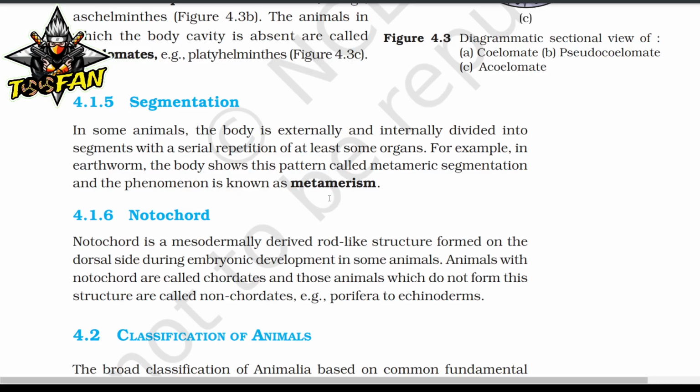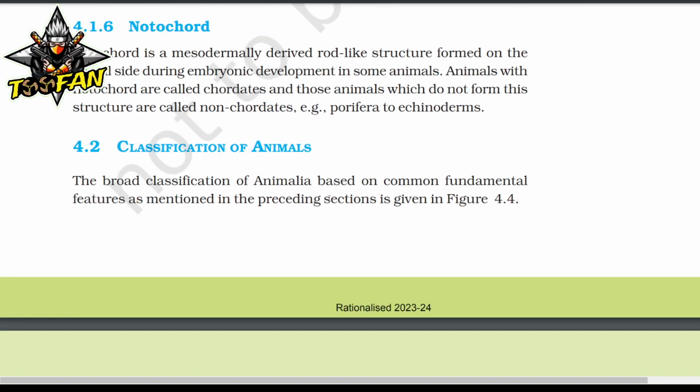Now, notochord. Notochord is a mesodermally derived rod-like structure formed on the dorsal side during embryonic development in some animals. Animals with notochord are called chordates, and those animals which do not form this structure are called non-chordates. Example, Porifera to echinoderms.